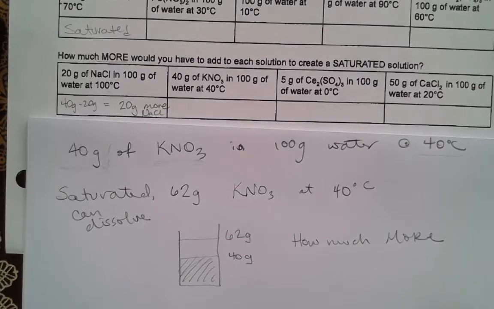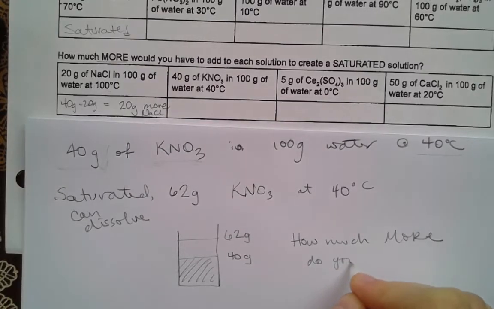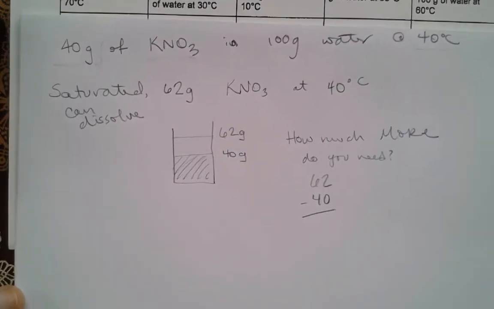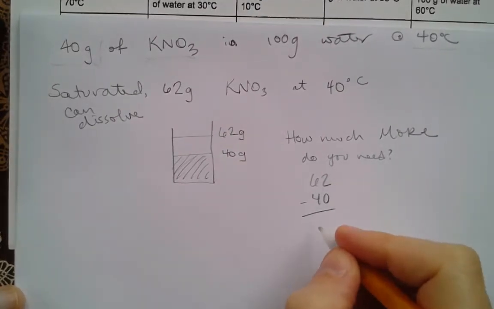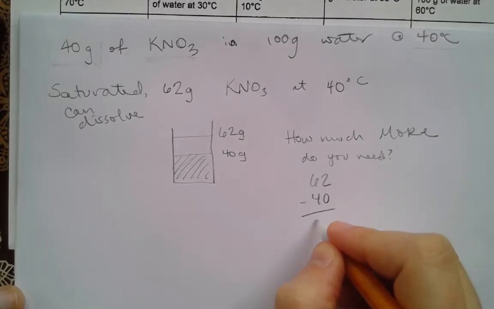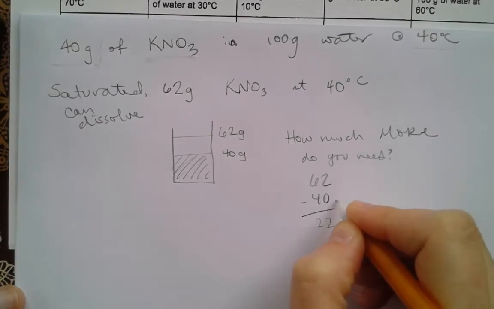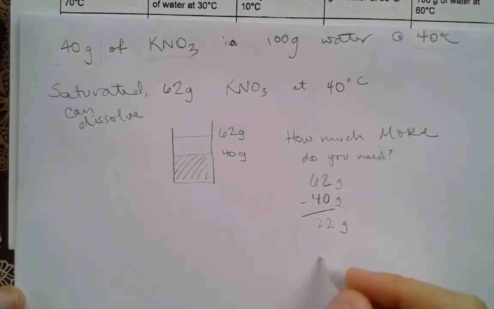So how would we figure that out? Subtract it. There you go. And what would you subtract from what? 62 minus 40? There you go. It's a weird number. 22. You can always use a calculator too.